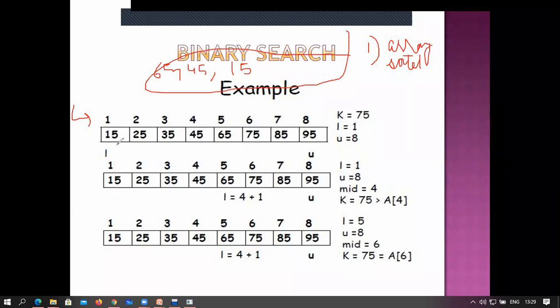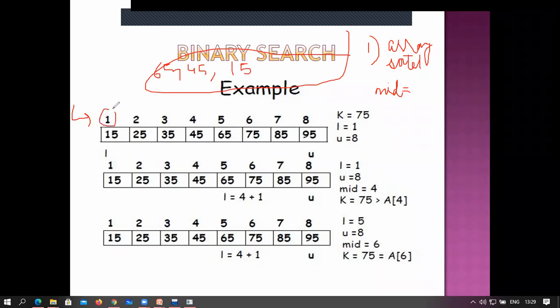After sorting them in ascending order, my array becomes like this. You have 15, 25, 35, 45 till 95. You have all the elements in ascending order. Okay, so what is the first step? First step is that you need to find the middle value of this array, the middle element.